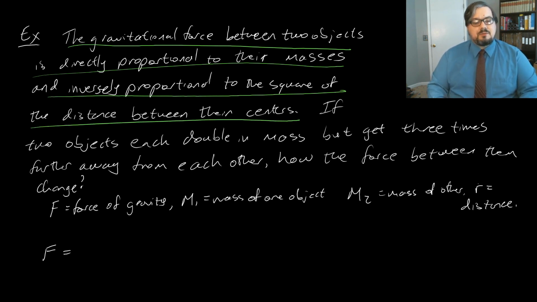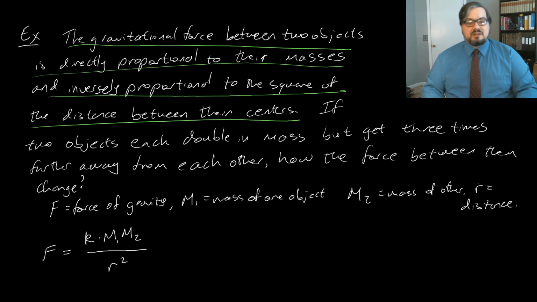It tells us that the force between the two objects is proportional to, so there's going to be this constant K out here, proportional to their masses. So that's going to be K times M1 times M2 divided by the square of the distance between their centers. So that's the equation relating the force of gravity to the masses of the objects and the distance between them. And this is, again, true.